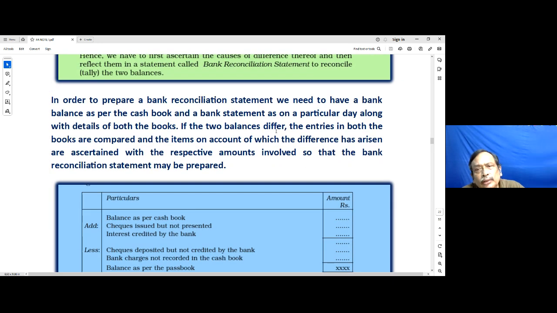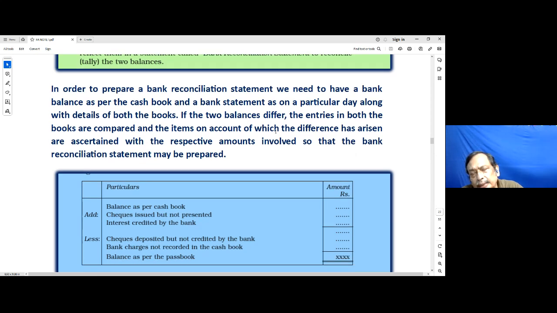Now, in order to prepare a bank reconciliation statement, we need to have a bank balance as per the cash book and a bank statement as on a particular day, along with details of both the books. If the two balances differ, the entries in both the books are compared and the items on account of which the difference has arisen are ascertained with the respective amounts involved so that the bank reconciliation statement may be prepared.